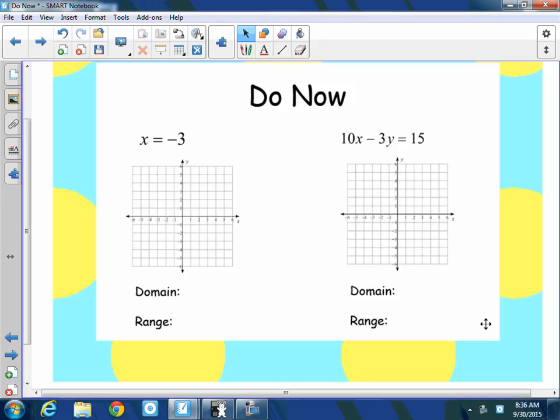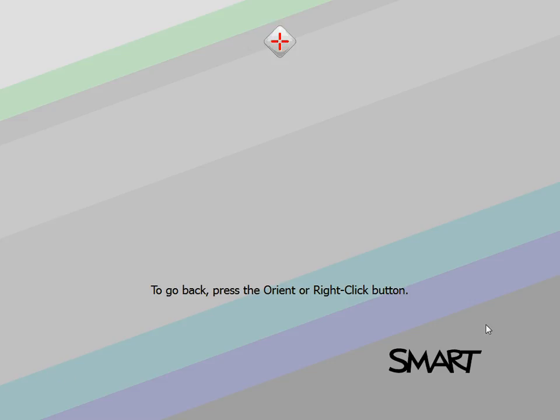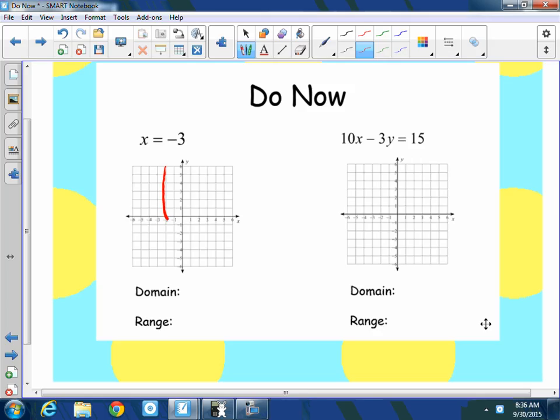X equals, and I'm going to draw a line like this, up and down. Where does that line go? On negative 3. Very good. So I'm going to go to negative 3 and write it. Okay, this is not calibrated. Imagine that it's on negative 3.